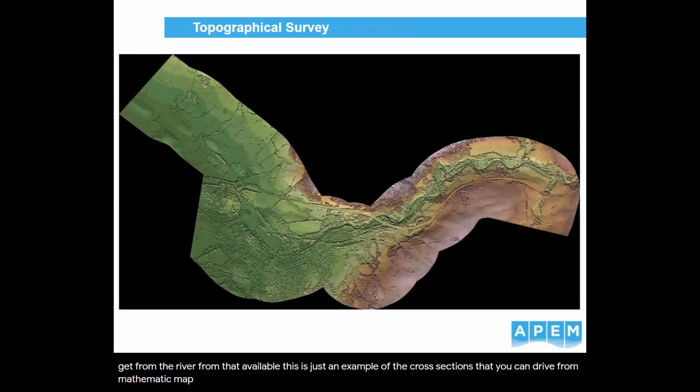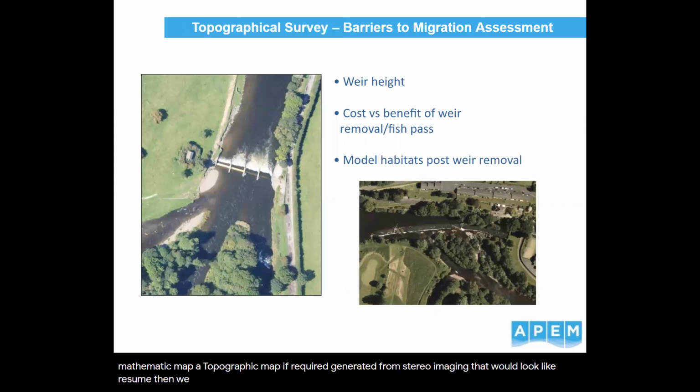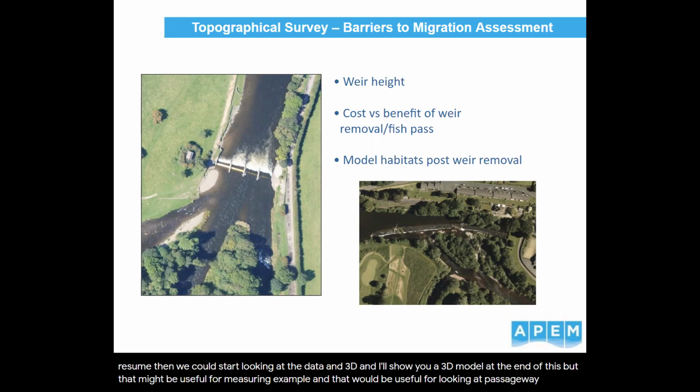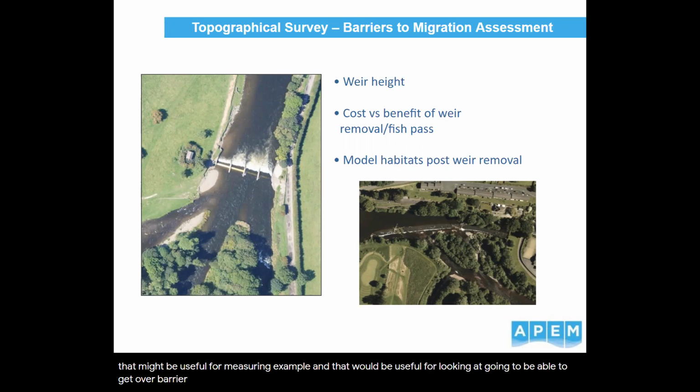And then outside of the channel, we generate a topographic map if required. So that's an example of what a shaded relief map generated from stereo imaging would look like, fairly zoomed out there. But if we zoomed in, we could start looking at the data in 3D, and I'll show you a 3D model at the end of this. But that might be useful for measuring drops across weirs, for example, and that would be useful for looking at passageway of fish. Are they going to be able to get over that barrier, or is it a barrier to migration, for example?